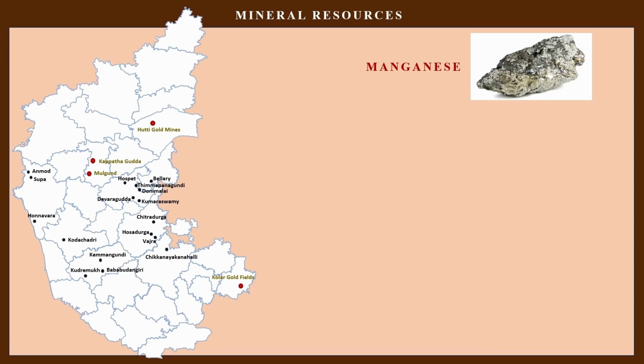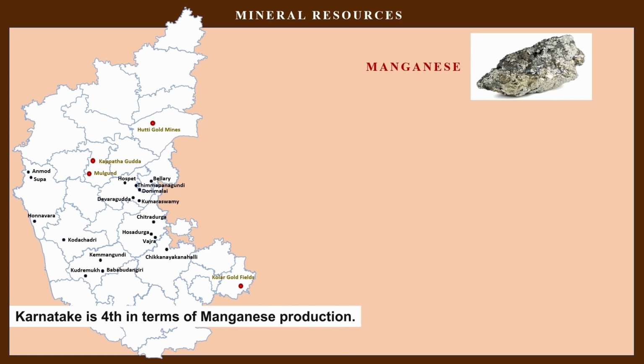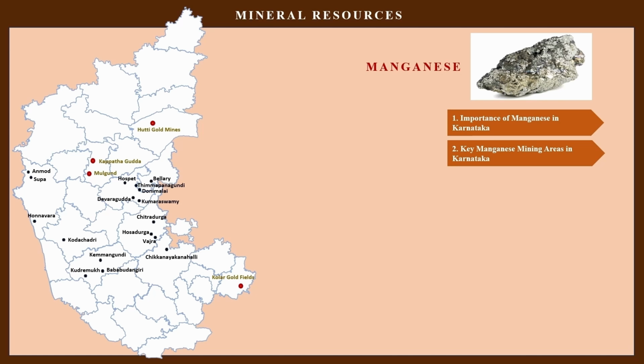Karnataka is 4th in terms of manganese production. Which are the mining areas in Karnataka? We see that the Sandur belt, the place exactly where even iron ore is present. The Sandur belt is in the district of Gadag. Near Hospet, we find manganese ore present. The other one is the Ramdurga belt as well. Ramdurga and Sandur are the largest producers of manganese ore in Karnataka.